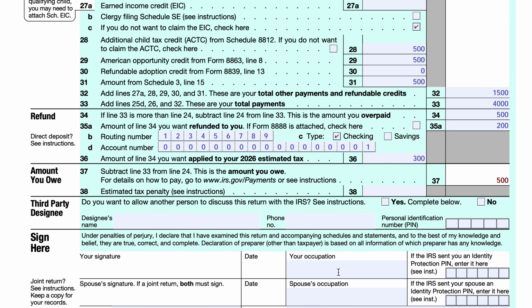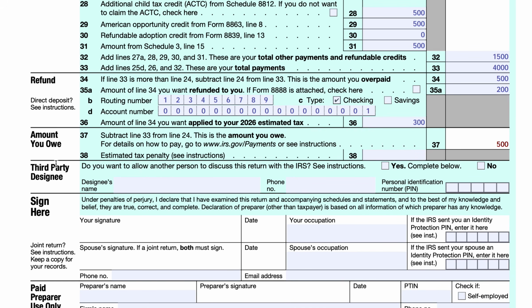So let's go through the rest of this. This is a relatively new field, third-party designee. So if you want to allow another person to discuss this with the IRS, you can put their contact information in here.